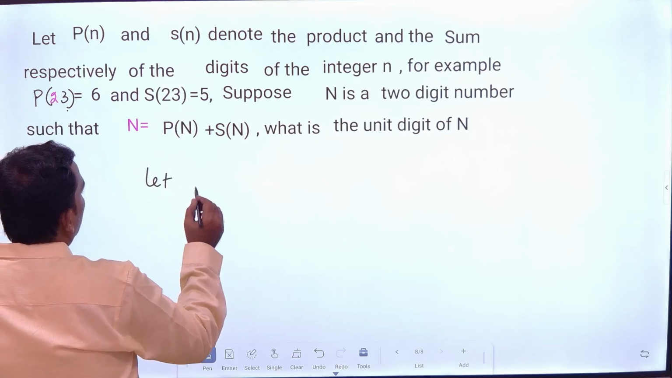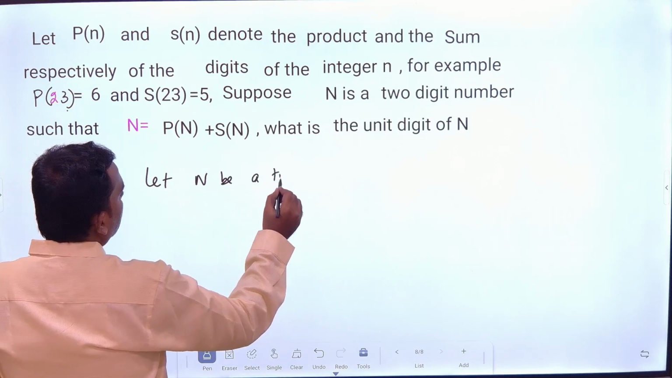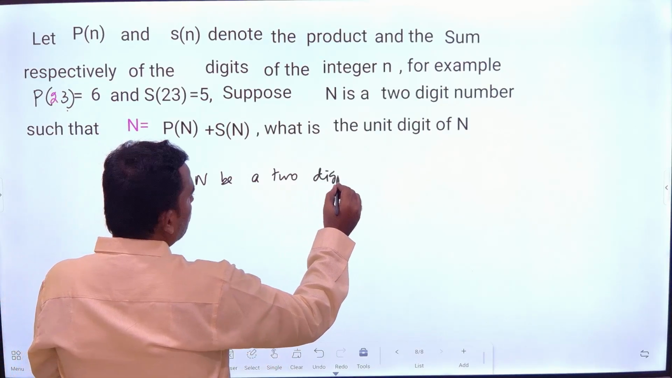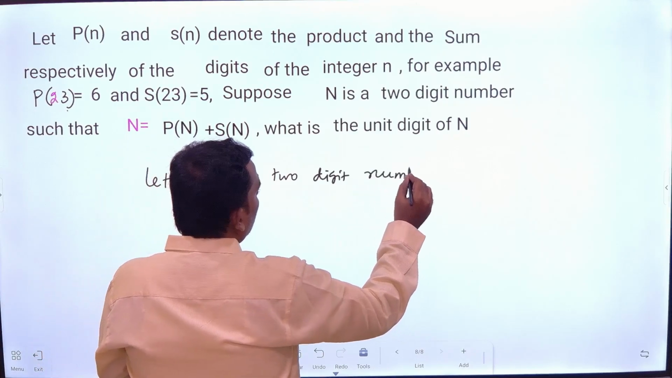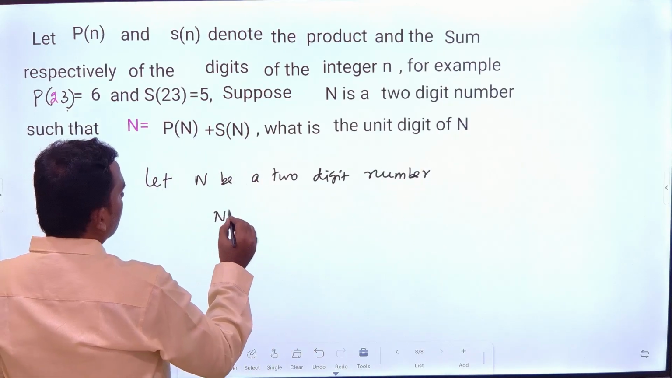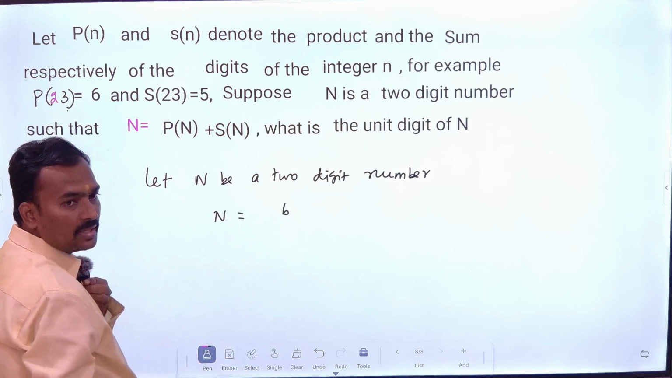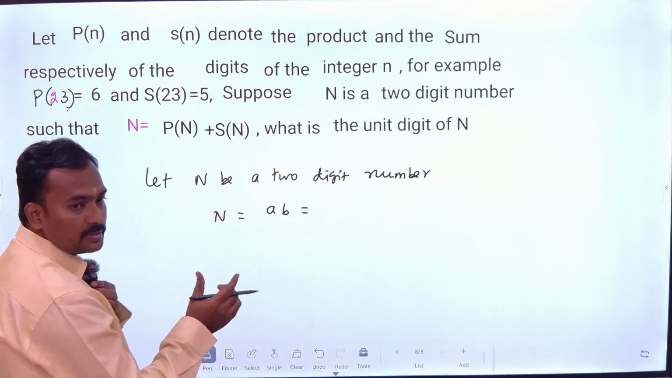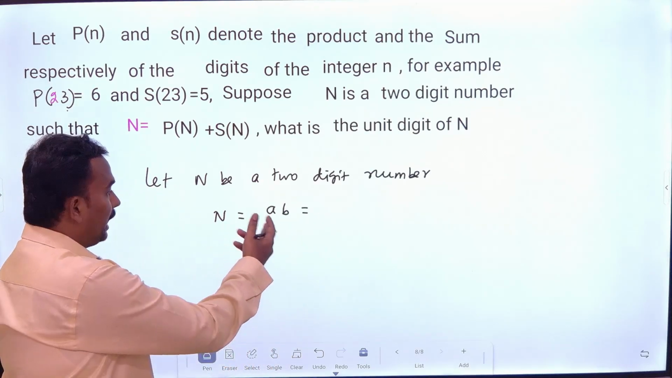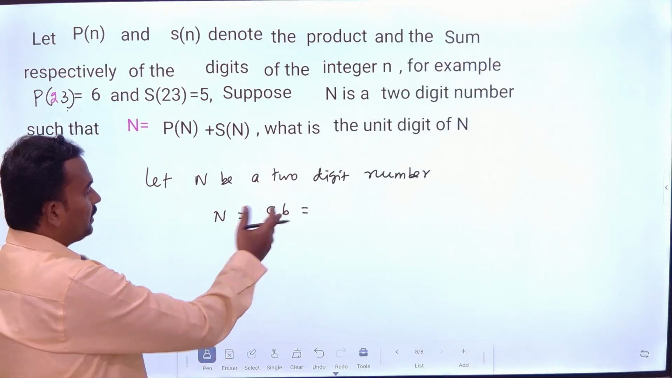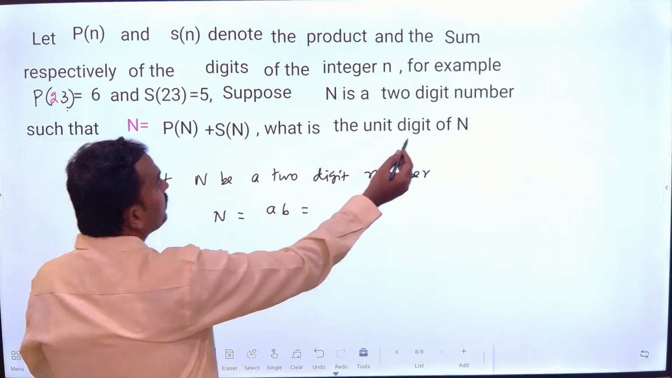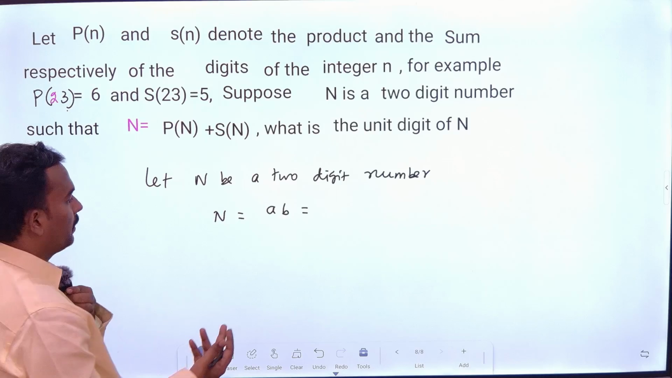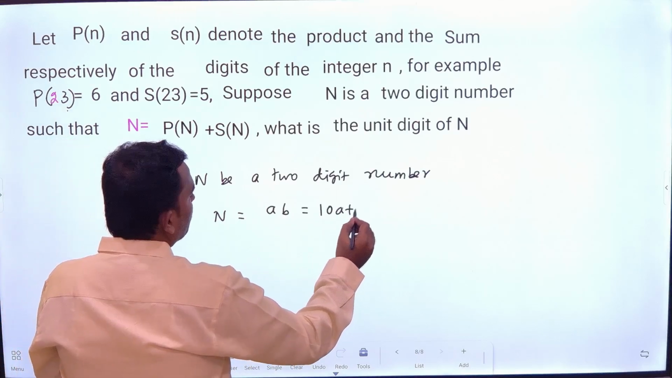So let n be a 2-digit number. Let's take the tens position as A and the unit position as B. We need to calculate the unit digit of n, which is B. So how to write the 2-digit number? It is 10A plus B.